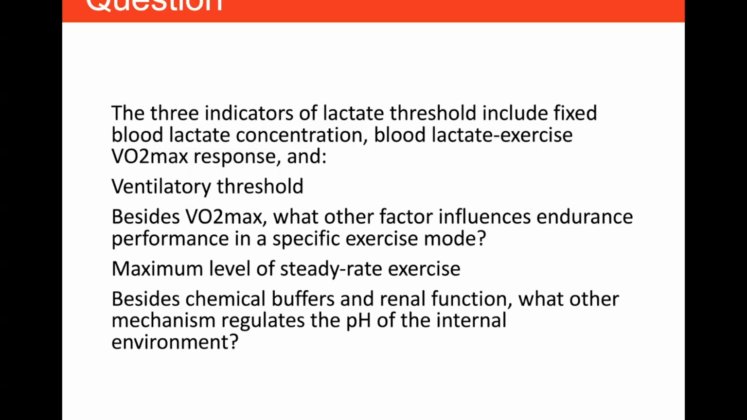Besides chemical buffers and kidney function, what other mechanism regulates the pH of your internal environment in your blood, basically? Well, that's pulmonary ventilation, of course. That's how we get rid of that excess CO2 and maintain a neutral pH.